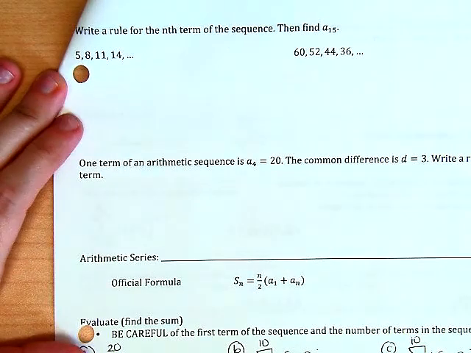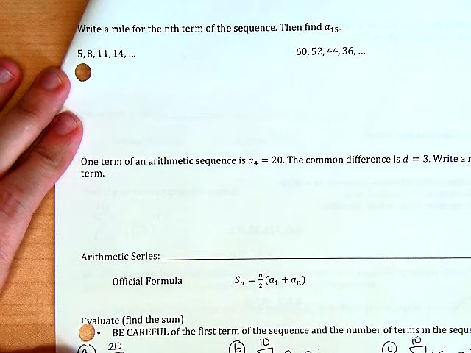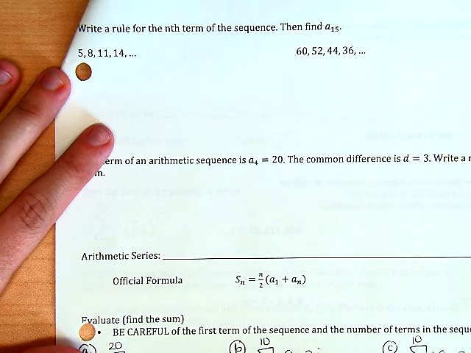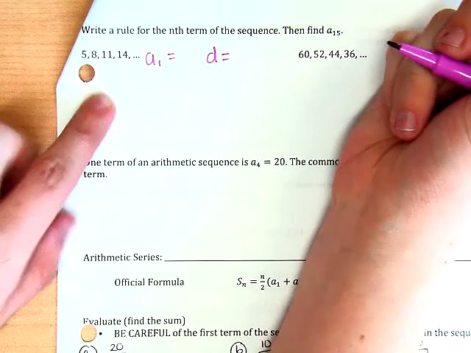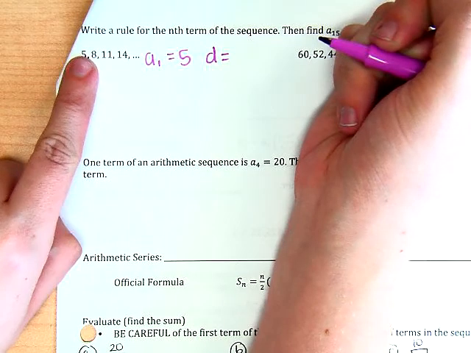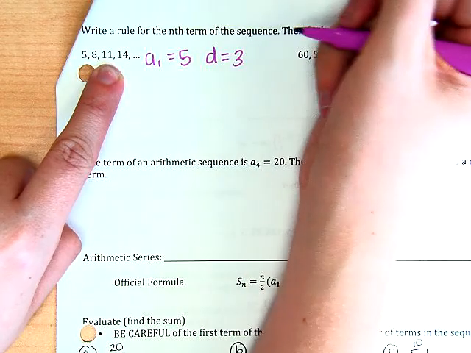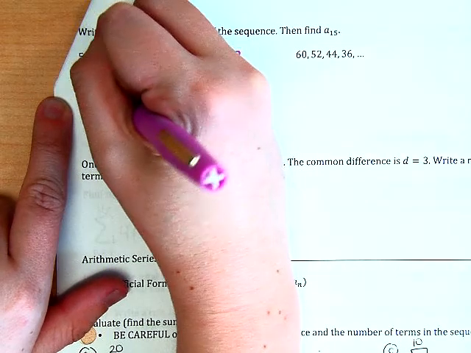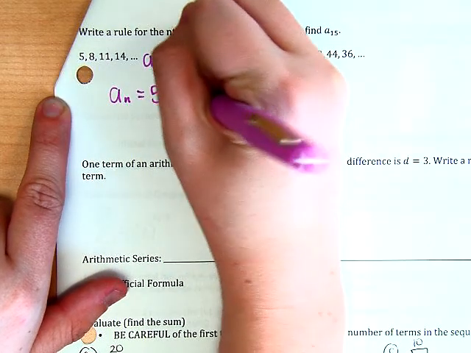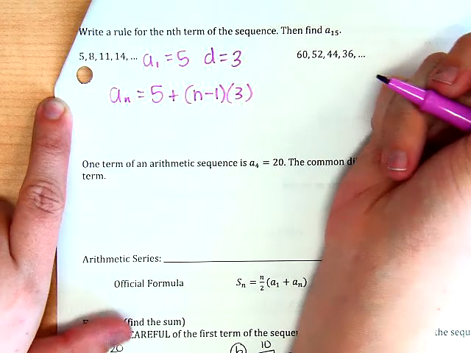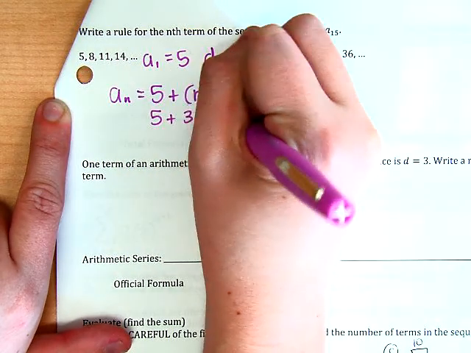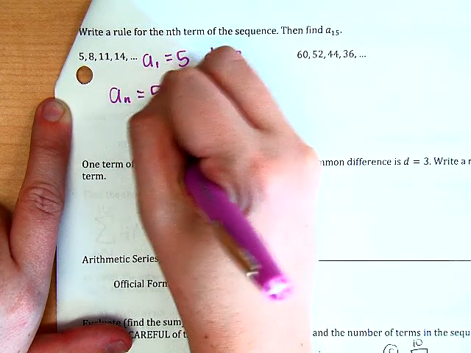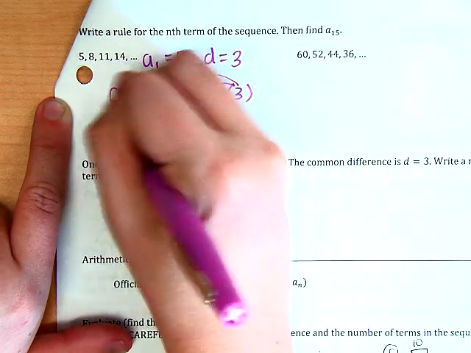Let's keep going. Write a rule for the nth term. That means write a rule that'll let you find any term you want. So I need my first term and my common difference. This one, my first term is 5. I'm adding 3 each time again. So then I go to my formula: AN equals my first term plus n minus 1 times my common difference. Do some distributing. So my formula is 3n plus 2.